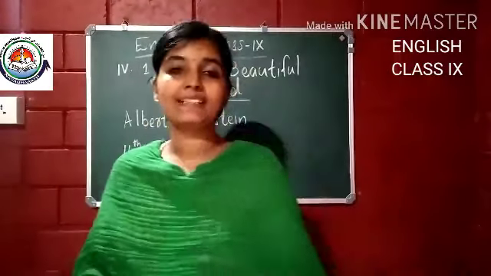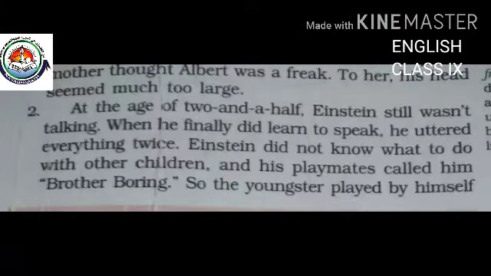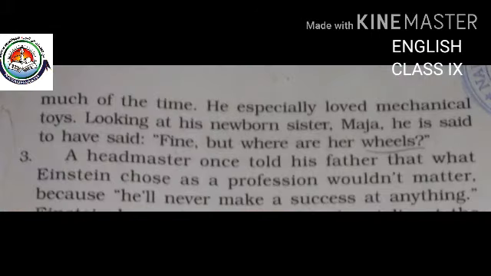I'm going to read the next one. Listen and read with me the second paragraph. At the age of 2.5, Einstein still wasn't talking. When he finally did learn to speak, he uttered everything twice. Einstein did not know what to do with other children, and his playmates called him Brother Boring. So the youngster played by himself much of the time. He especially loved mechanical toys. Looking at his newborn sister Maja, he is said to have said, "Fine, but where are her wheels?"